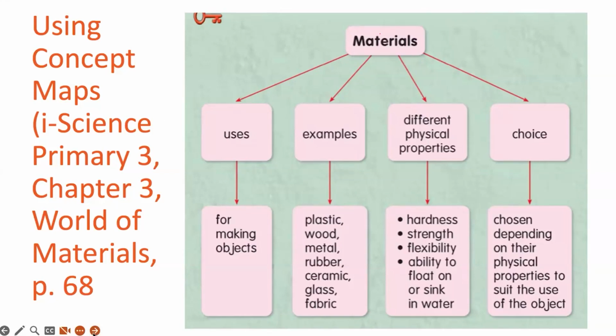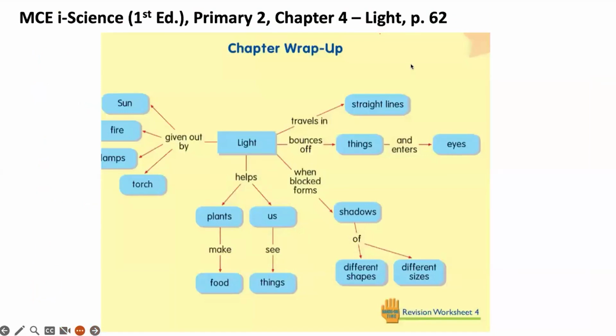Now let me show you one more example. This is on light, right? This is Primary 2, Chapter 4 on light. Now light helps plants to make food. Light helps us see things. Light is given out by the sun, fire, lamps, torch. Light travels in a straight line. Light bounces off things and enters our eyes. Light, when blocked, forms shadows of different shapes and of different sizes. Okay.